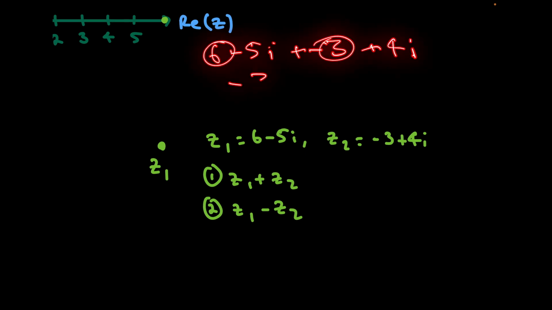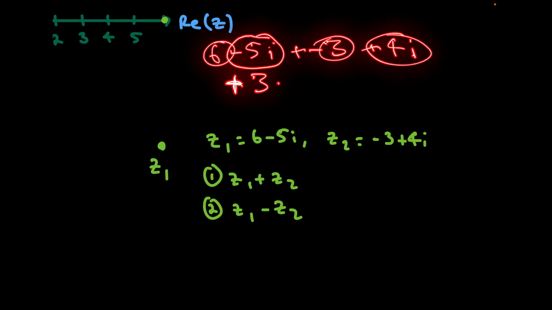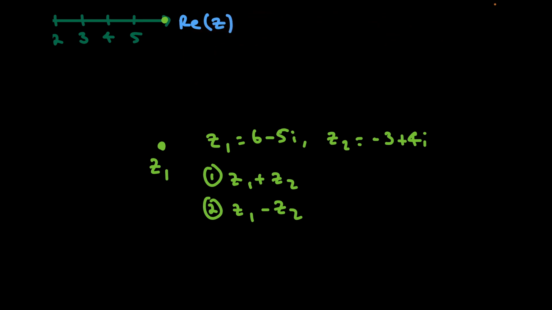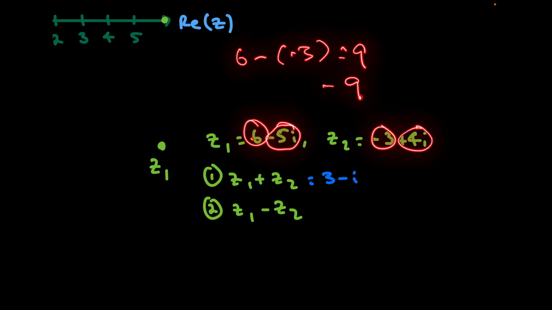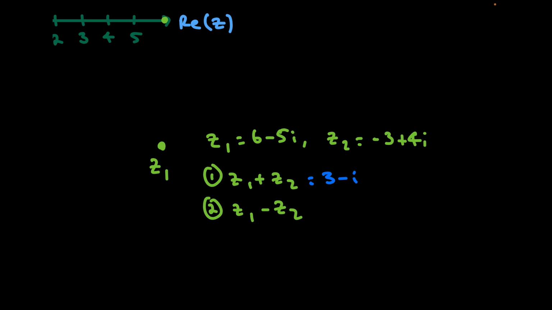We can group the 6 and minus 3, so 6 take 3 is plus 3. And then minus 5i plus 4i is the same as minus i. So the answer to this one here is simply the same as 3 take i. And now, if we wanted to have a look at z1 take z2, we can do the same principle. We can just do the real components minused away and the imaginary components minused away. So in this case, 6 minus minus 3, that's the same as 9. And then minus 5 minus 4, that's the same as minus 9. So our complex number is 9 minus 9i.